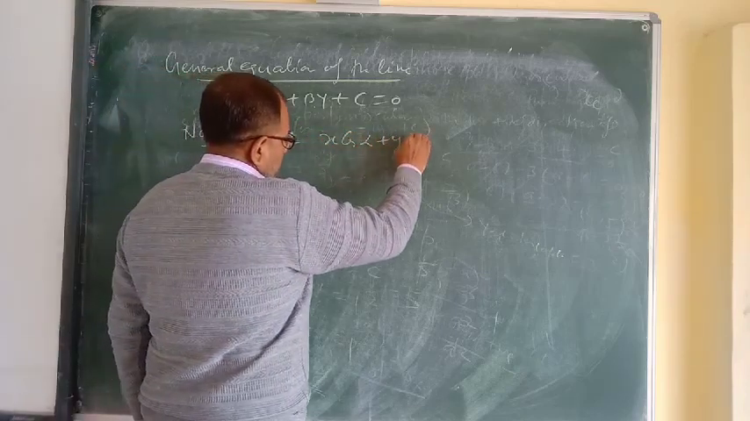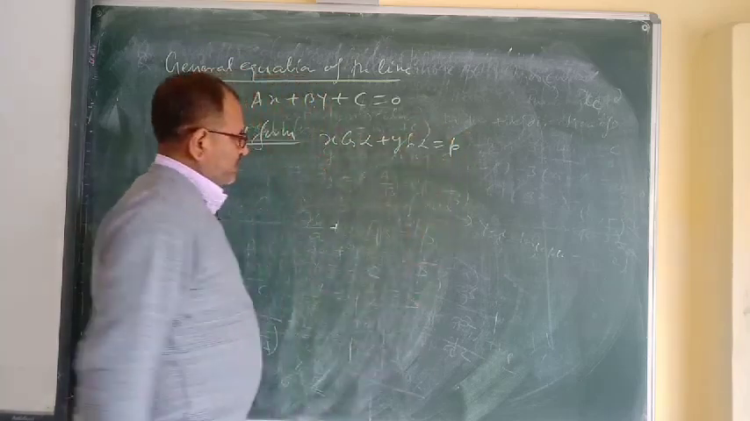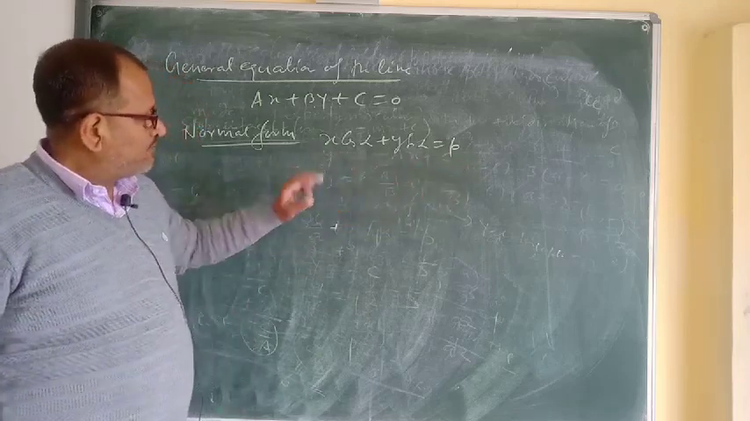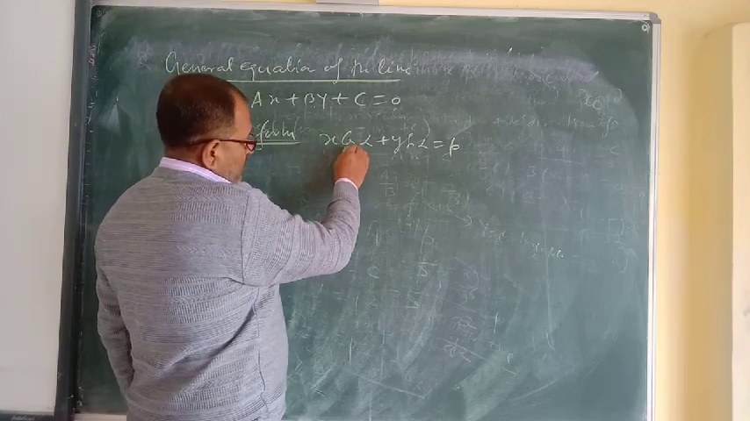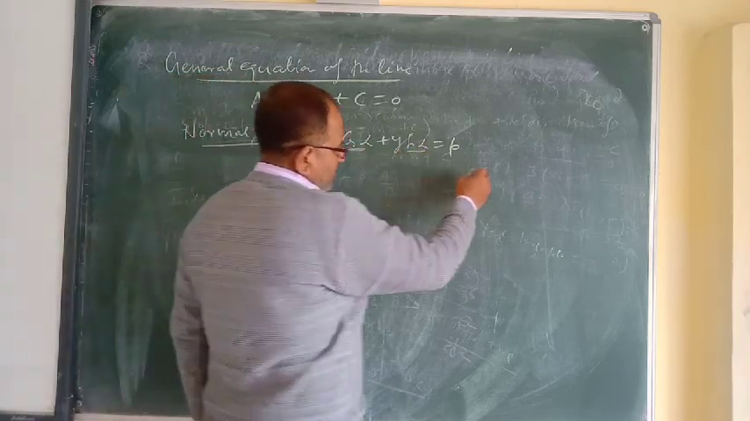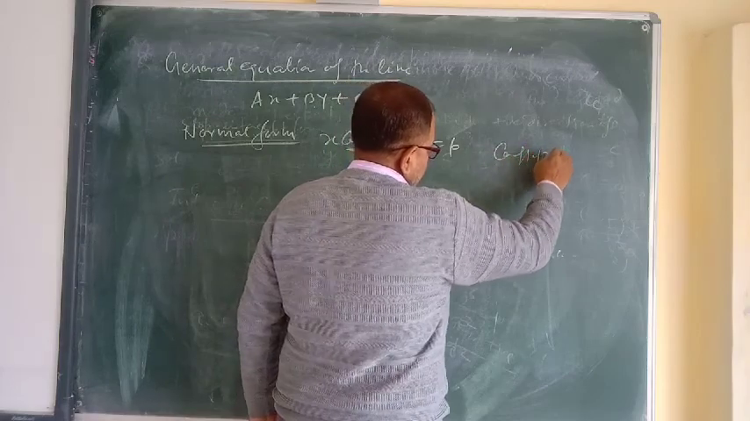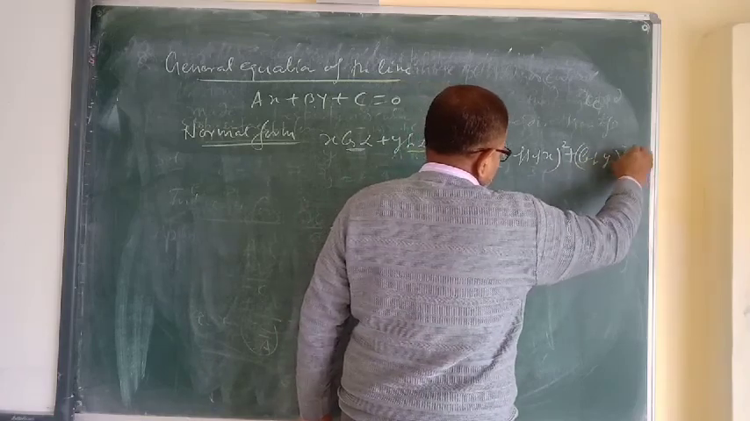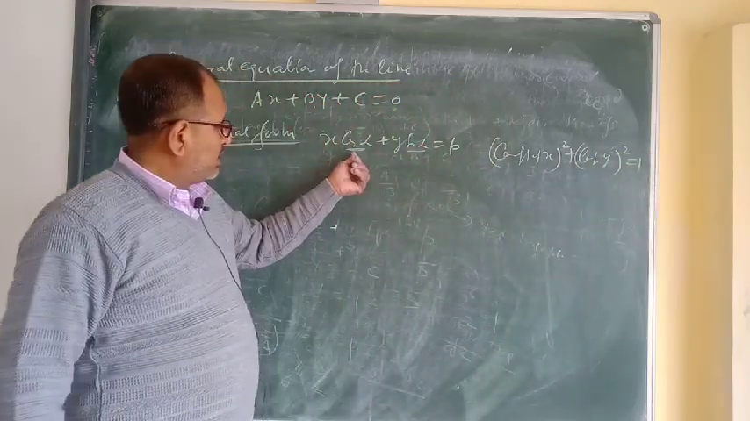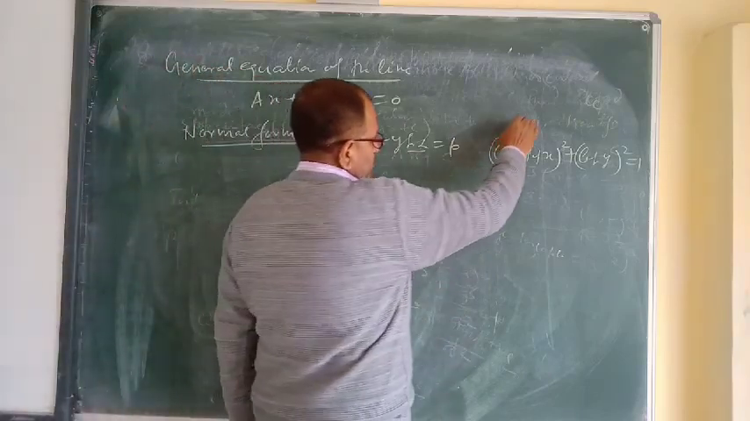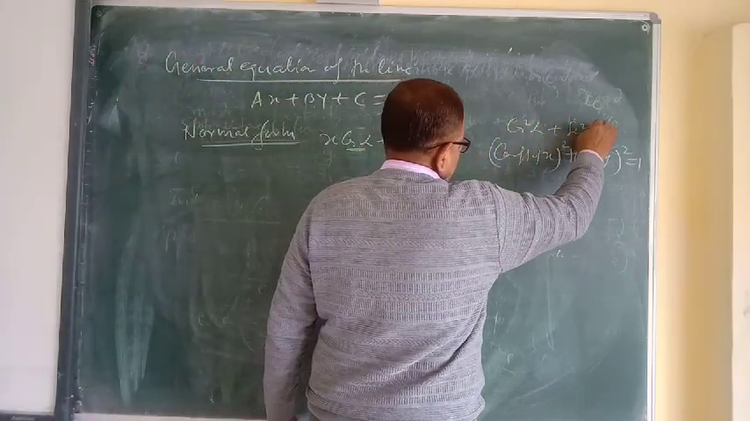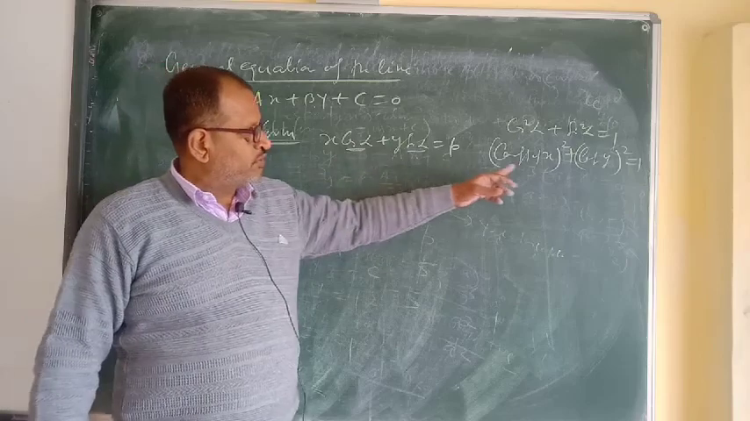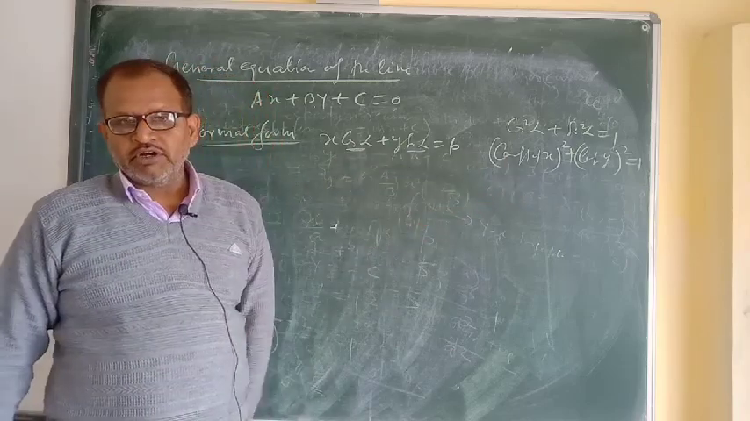x cos alpha plus y sin alpha is equal to p, where p is always positive. Here we see that coefficient of x is cos alpha, coefficient of y is sin alpha. So coefficient of x whole square plus coefficient of y whole square is equal to 1, because cos square alpha plus sin square alpha is equal to 1. So coefficient of x whole square plus coefficient of y whole square is equal to 1, and p is always positive.